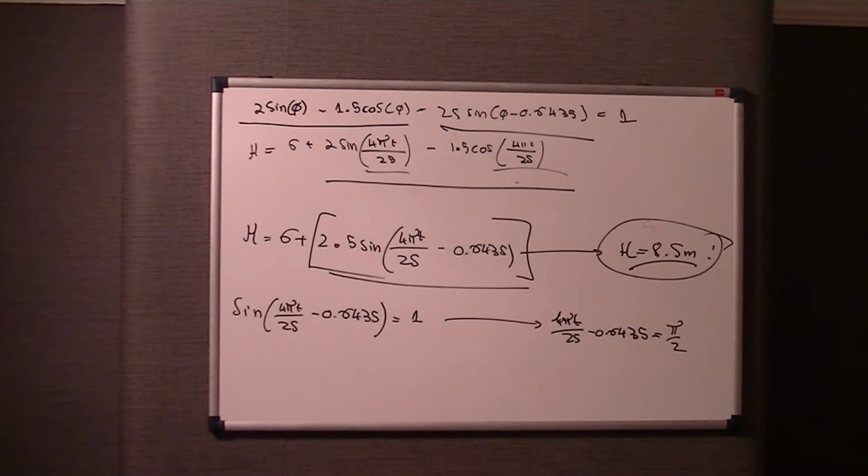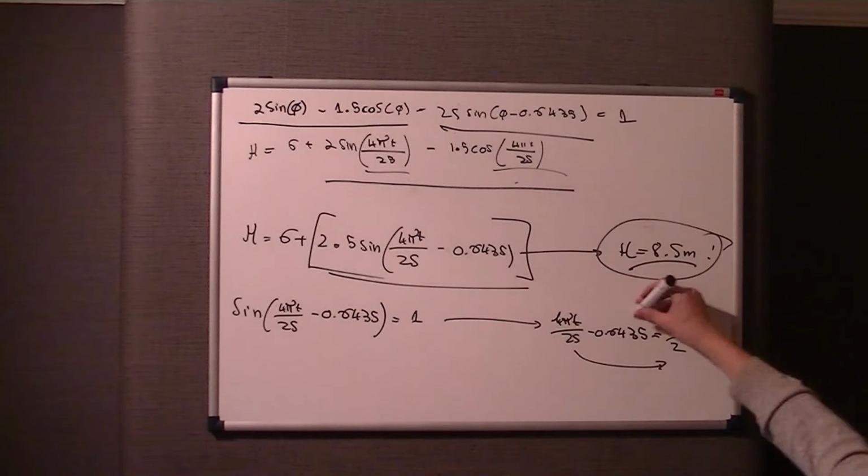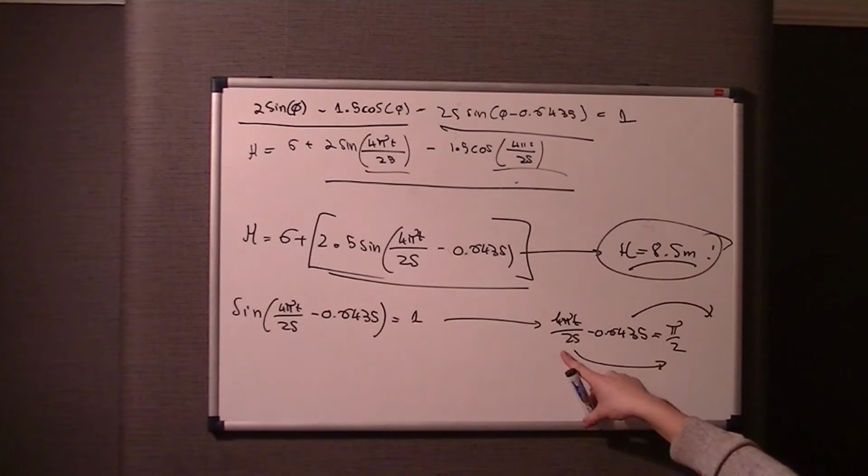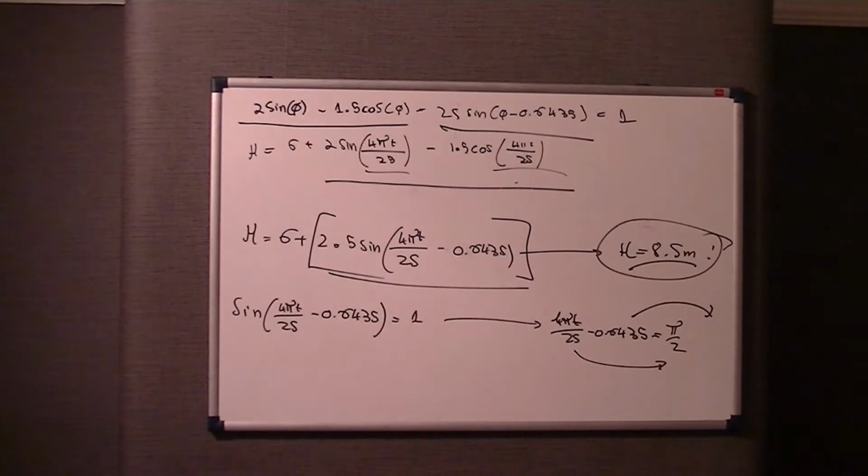Yeah, add 0.6435 to both sides, times both sides by 25, and divide both sides by 4 pi. Because what you want essentially is the value of t, the max, the time when the maximum occurs. So what you would do, as I said, is rearrange: add 0.6435 to both sides, times both sides by 25, and divide both sides by 4 pi.